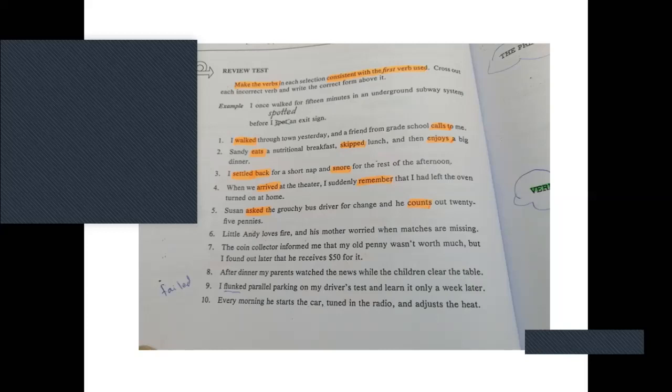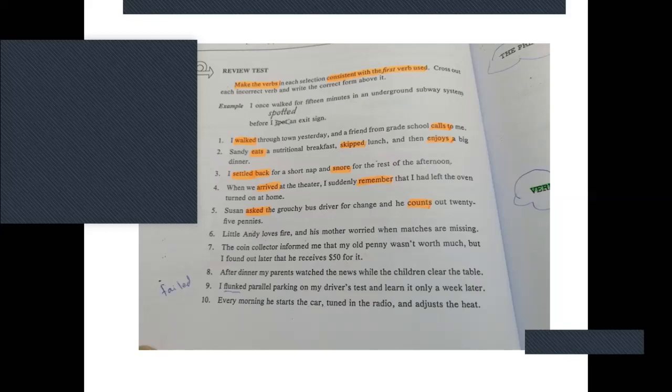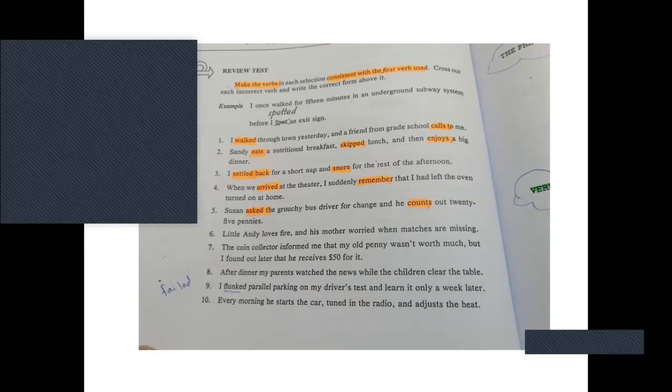Okay. Number 3. Jana, do number 3. Yes, doctor. I settled back for a short nap and snore for the rest of the afternoon. Yes. So the first verb is settled, so it's in the past. Excellent, yes. Snore, we change it to snored, into the past. Excellent. That's perfect. Fine.